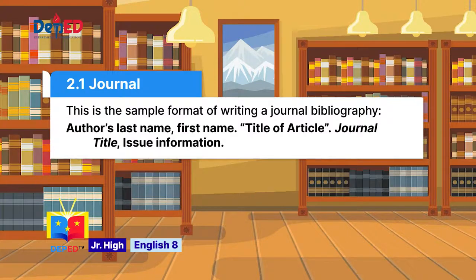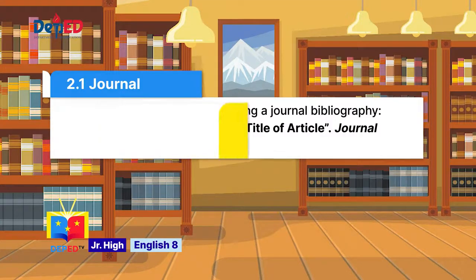Write the author's last name, comma, and then the first name, period, open quotation mark, title of the article, close quotation mark, period, journal title, comma, issue information, period. Check out this example.